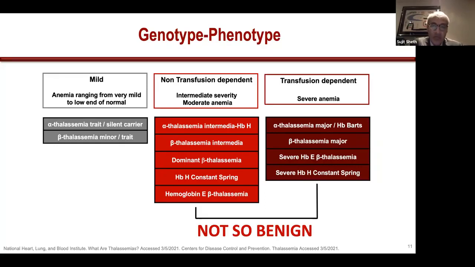And then somewhere in between are these non-transfusion dependent individuals with an intermediate severity, with moderate anemia and various other complications, mostly related to the ineffective erythropoiesis. That includes alpha thalassemia intermedia, hemoglobin H, beta thalassemia intermedia, dominant beta thalassemia, hemoglobin H constant spring, and hemoglobin E beta thalassemia as well. So essentially, even though these disorders are classified into the quote unquote benign hematology section, they're not really that benign. There's a lot of morbidity that occurs, and we'll talk about those morbidities in a minute.